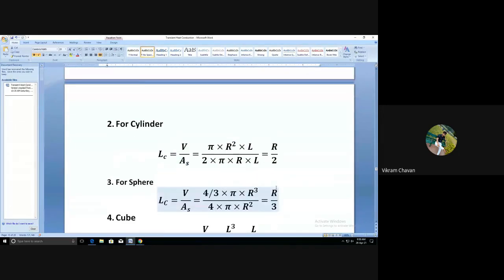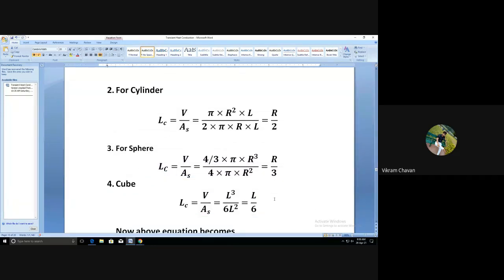And for a sphere, L_C is equal to V divided by A_s. The volume of a sphere is 4 by 3 multiplied by pi r cube, and the surface area of a sphere is 4 pi r square. So we will get the characteristic length as r by 3.